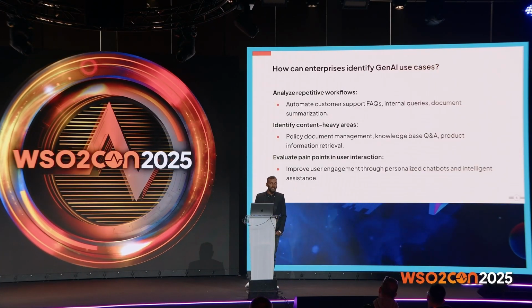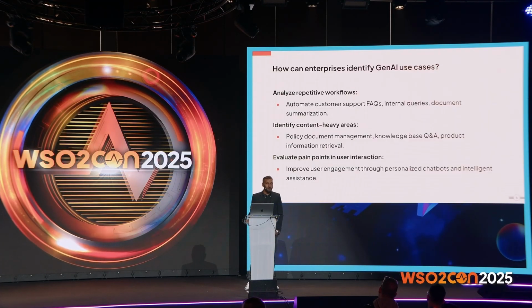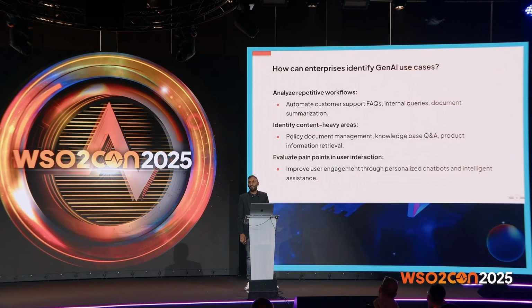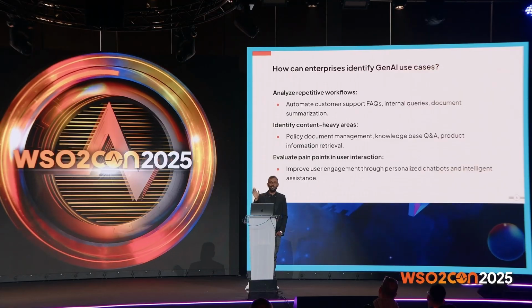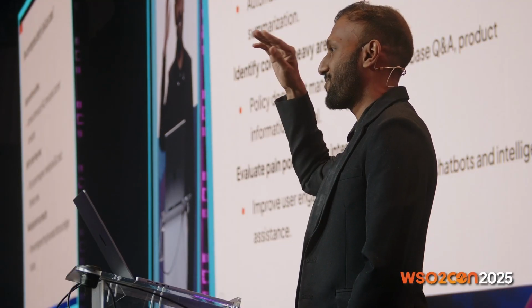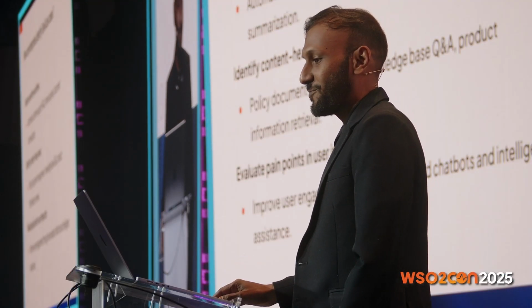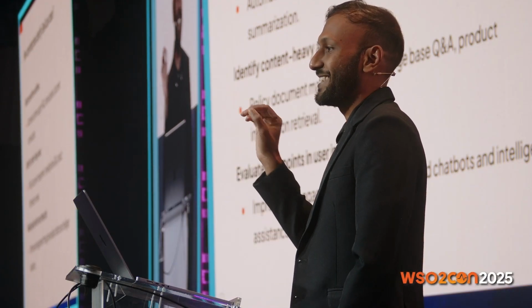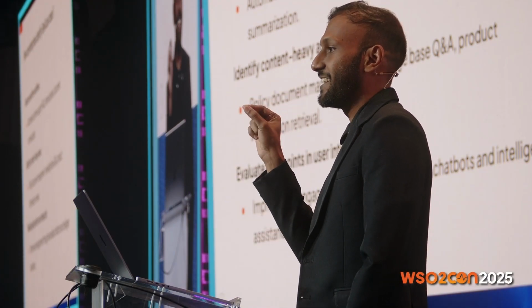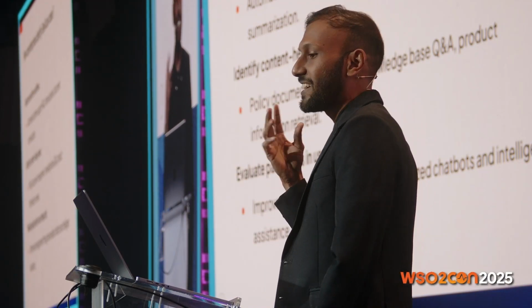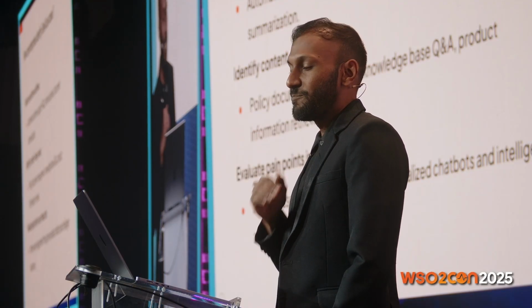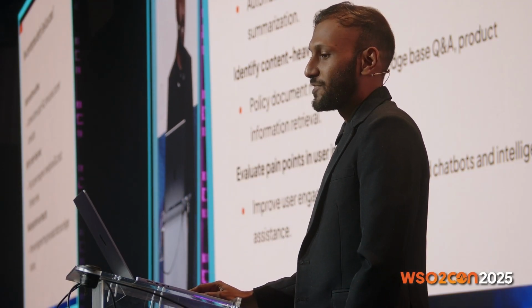Then we have content-heavy areas like policy documents. I believe none of you read a policy document from start to end when you accept a license agreement. But there might be interesting or critical things hidden inside, and you can get insight by looking at the document. If AI can read through all of that and give you the important points, then you can agree to the policy or license agreement.